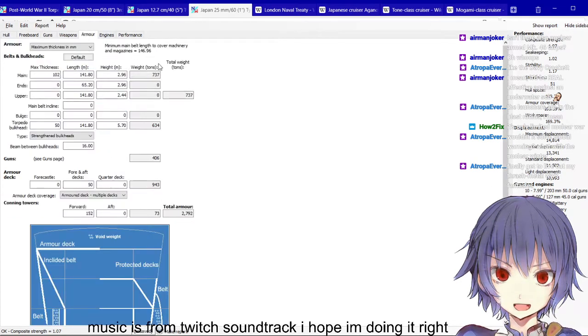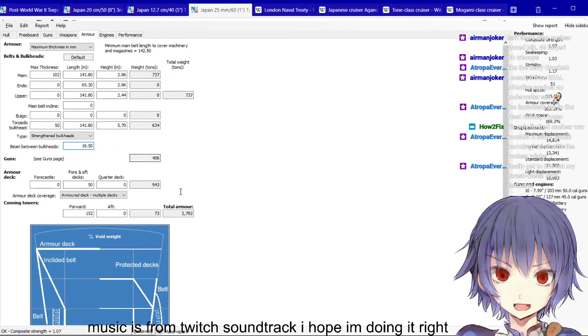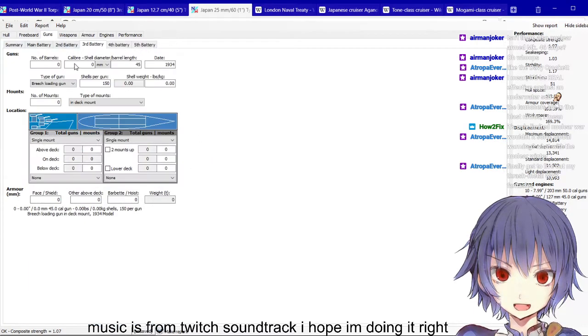So we're going to check armor. And we've gone over our limits again. Uh-oh. So we are forced to expand this. And it's not realistic, but whatever, as long as it works. We have only two more weapons to add.